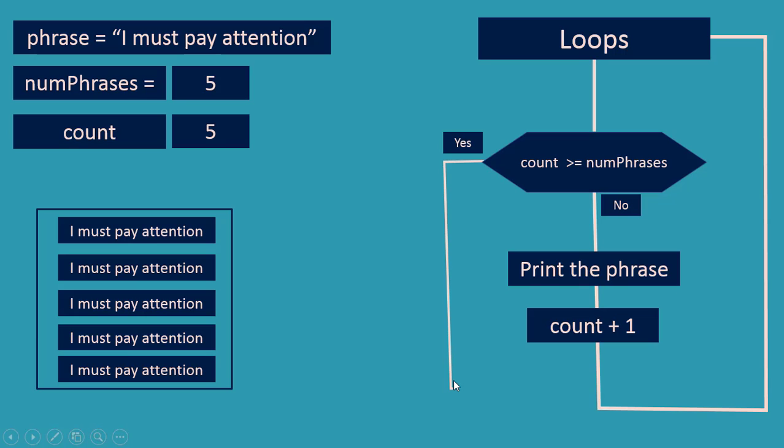The loops will keep repeating until the condition we put on them is true. If the condition is never true, the loop can continue forever.